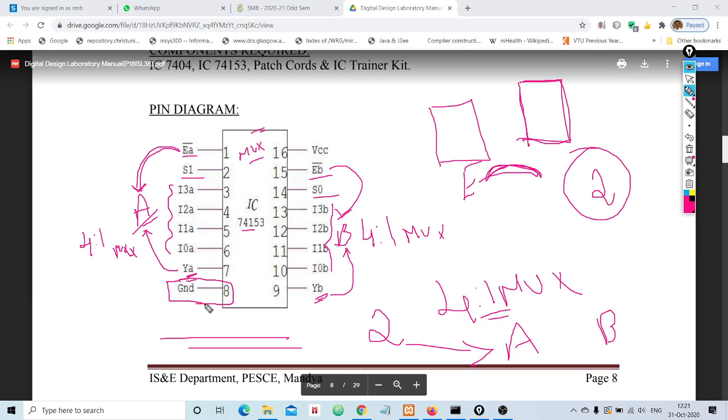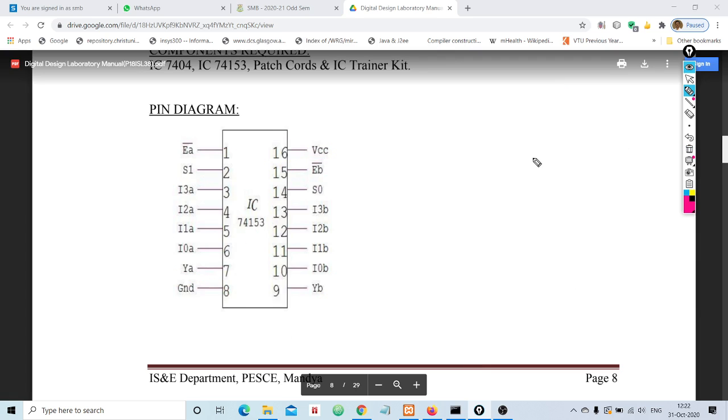And the common connections, I hope you can go through by yourself now. Pin number 8 is the ground connection, so we need to supply ground to pin number 8, and we need to supply voltage at pin number 16. Clear? This is about the pin diagram of the IC whose number is 74153. Now that we understood this, we shall go to the major design.